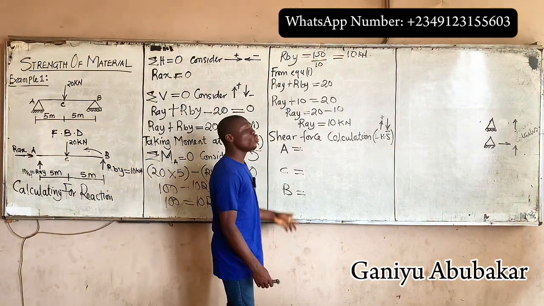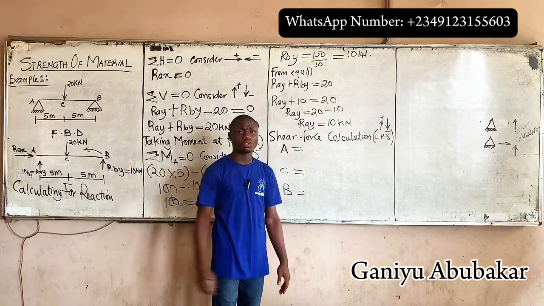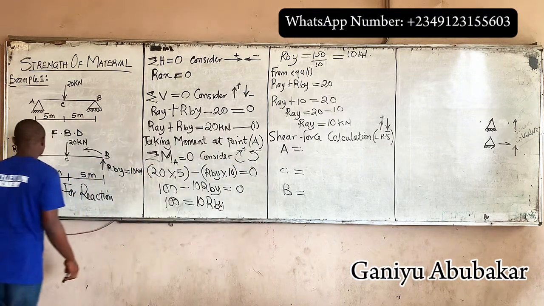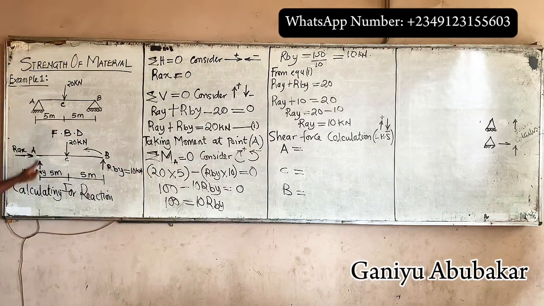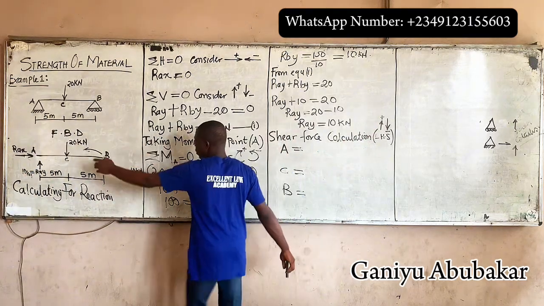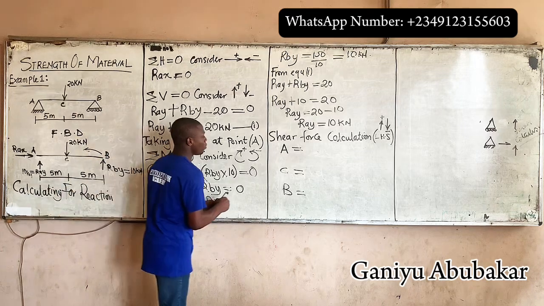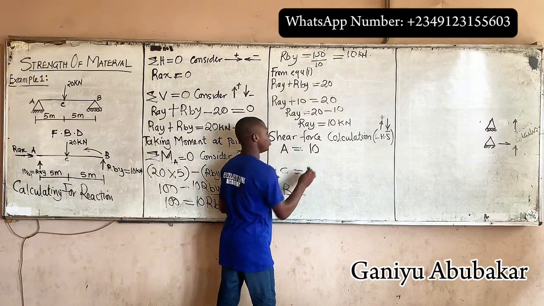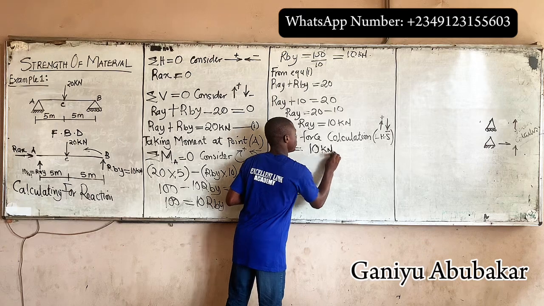At point A, what's my shear force? Go back to your question. At this point A, is this force going up or down? Of course, it's going upward, and we say upward is positive. What's the force there? RA is 10. So this becomes 10 kilonewton.